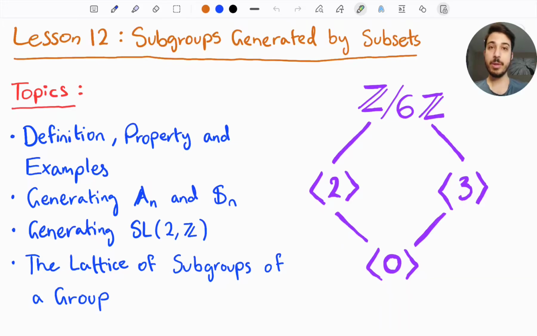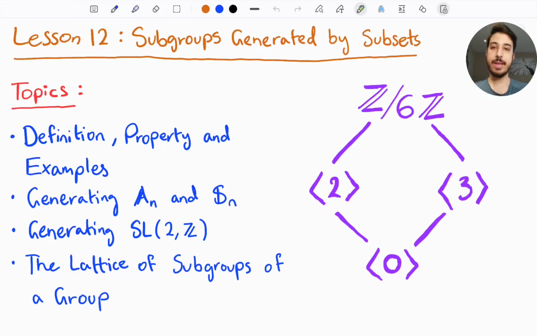This course is all about groups, but now we're talking about subgroups as well. In lesson 9, we introduced what a subgroup is. We've given you some examples of subgroups, and we've seen what their properties are. We've seen subgroups in symmetric groups, subgroups in dihedral groups, and subgroups in cyclic groups. So we've seen all kinds of subgroups. But is there a way to generate these subgroups?